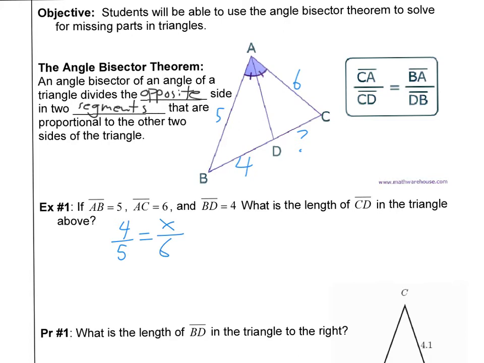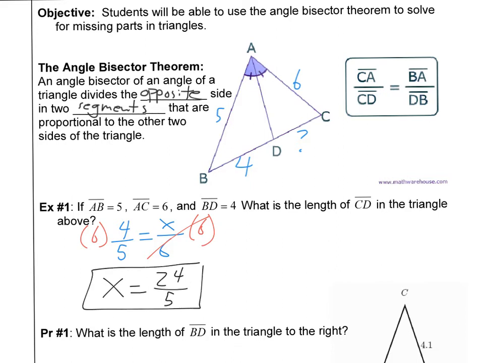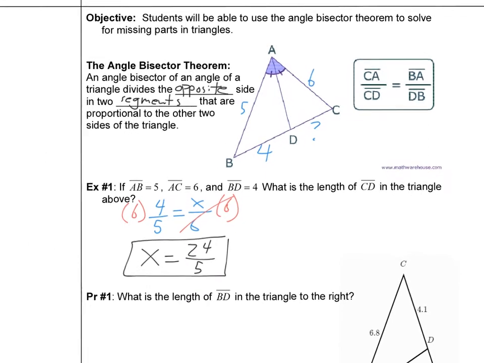Really quickly, we can just multiply both sides by 6. These cancel, so we are just left with X has to equal 6 times 4 is 24 over 5. You can plug that in a calculator if you want to get a decimal answer, but that fraction is totally fine. So that's really all there is to the angle bisector theorem. You're going to see different numbers in here. You might see decimal numbers in here. Who knows what, but it's really just that simple.